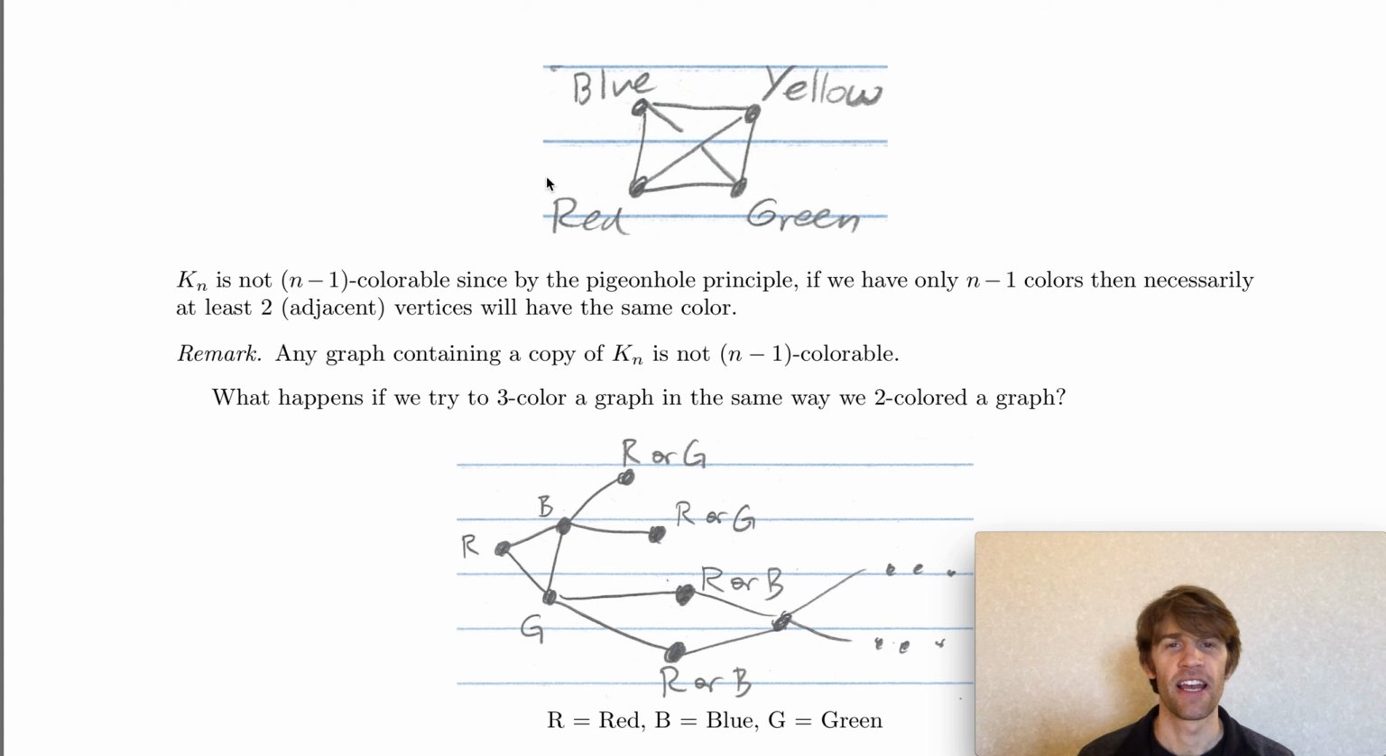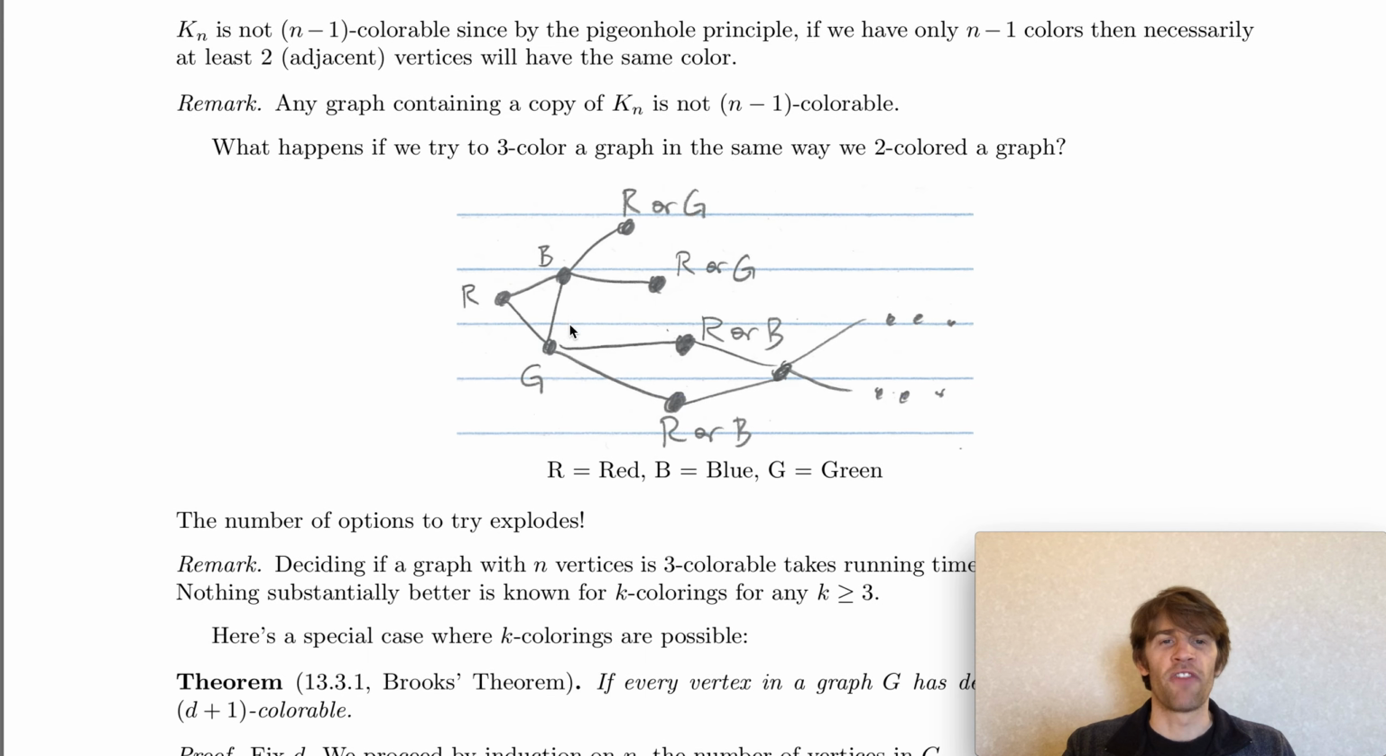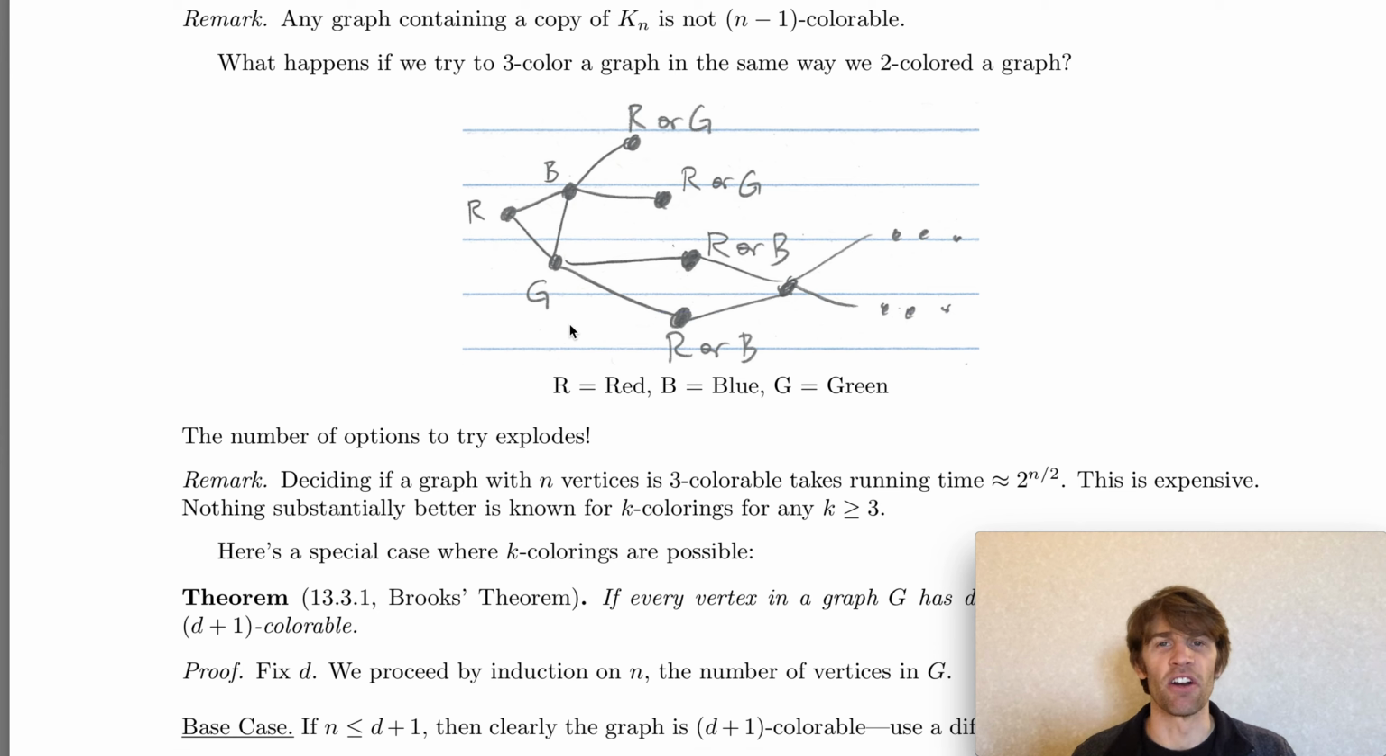More generally, for Kn, n colors suffice. Each vertex gets a different color. N minus 1 colors don't suffice. By the pigeonhole principle, if you have n vertices but only n minus 1 colors, 2 vertices are going to have to get the same color, and those vertices will be adjacent. It follows that any graph containing a copy of Kn is also not n minus 1 colorable. If you can't even color Kn, then you can't color this larger graph containing Kn with n minus 1 colors.